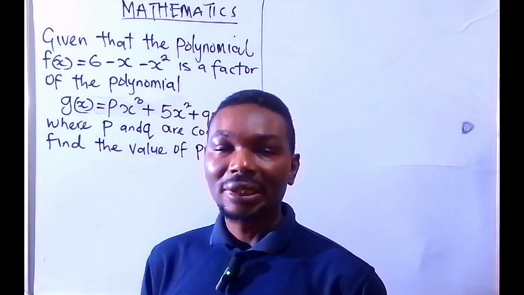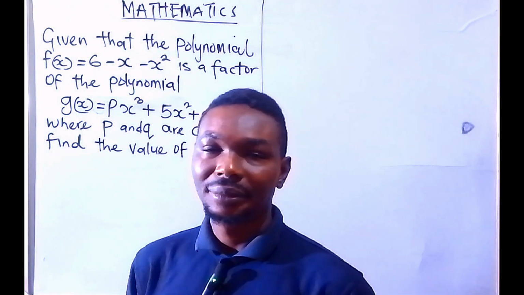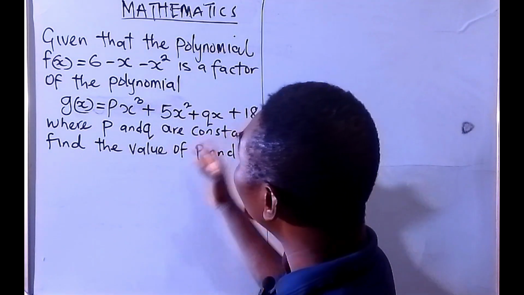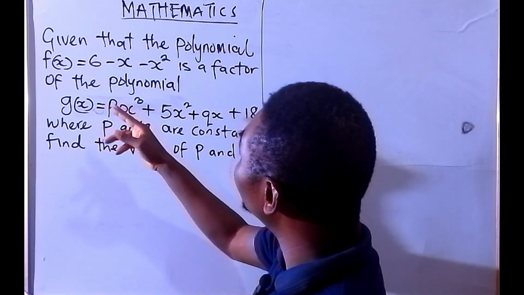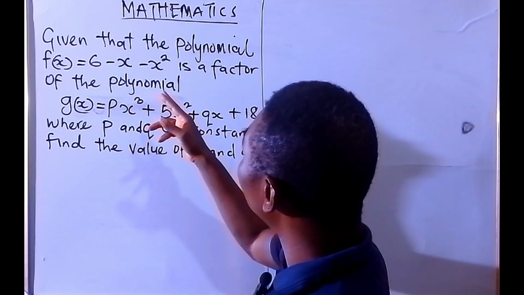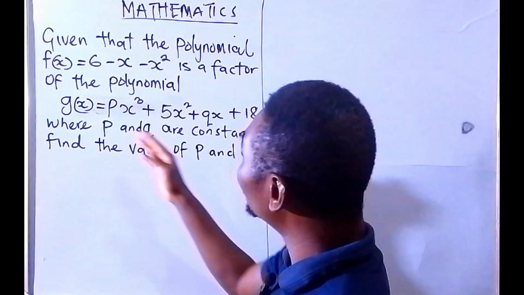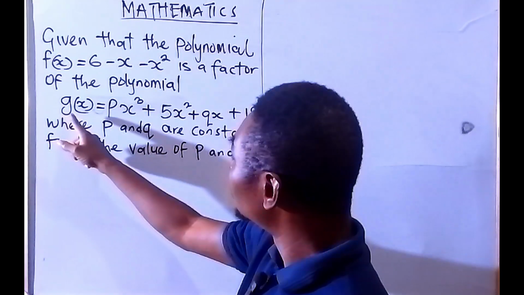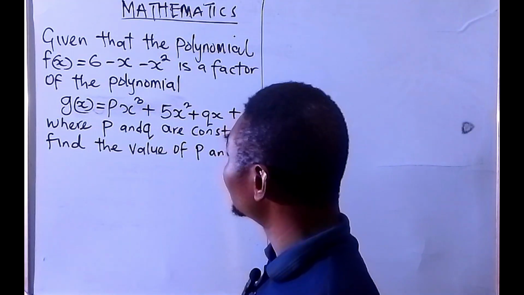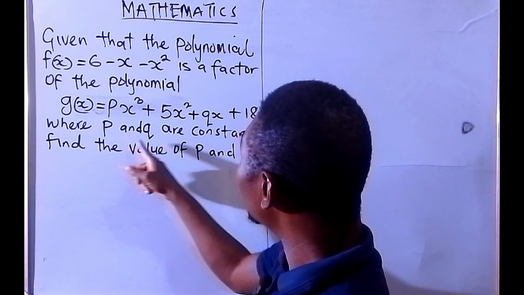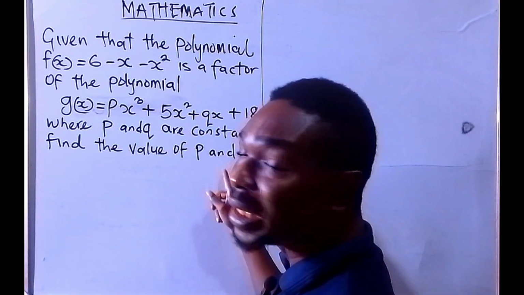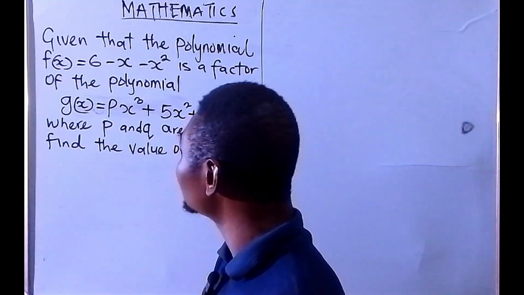We are going to be looking at polynomials. Now, given that the polynomial f of x is equal to 6 minus x raised by 2 is a factor of the polynomial g of x, where p and q are constant, find the value of p and q.